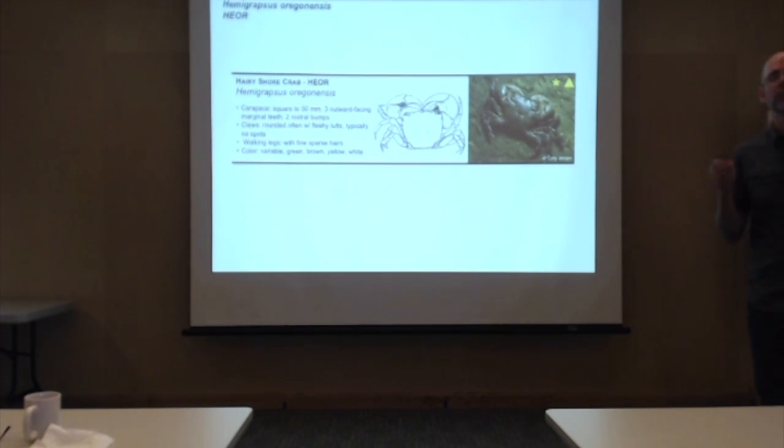Now I'm going to move on to the crabs that you are more likely to see, and these are our native shore crabs. And this one right here, Hemigrapsus oregonensis, the hairy shore crab, is probably one of the most abundant crabs that we encounter.